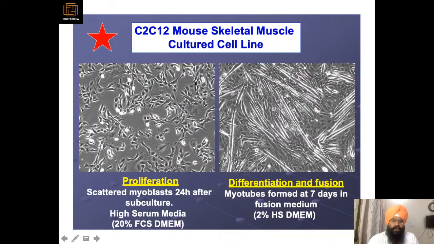So this is how the proliferation of myoblasts looks 24 hours after subculture, and this is the differentiation and fusion that happen at 7 days in fusion medium with 2% horse serum DMEM. So you can see a big difference. They are going up on each other and creating chaos, which is not so good for the C2C12 mouse skeletal muscle cell line. But this one is good. This is good cell culture. You should always have a 70% confluent surface, not less or more than that.